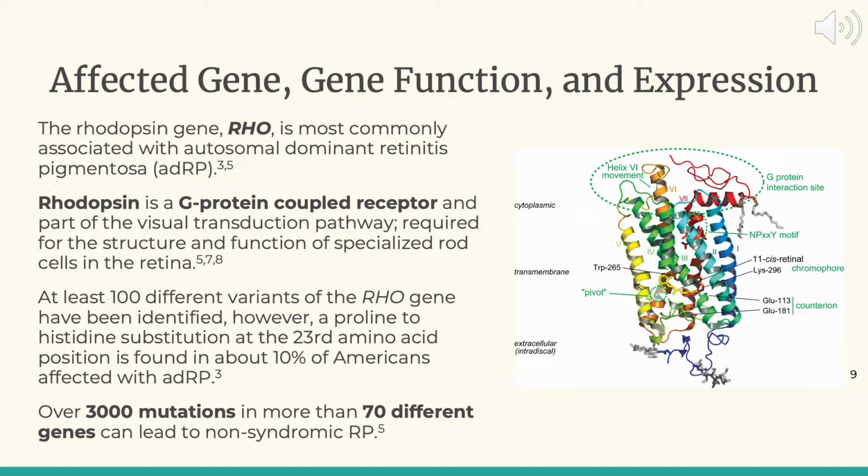More than 100 different variants of the Rho gene have been identified. However, a common alteration identified in approximately 10% of Americans with autosomal dominant retinitis pigmentosa is a substitution of proline to histidine at the 23rd amino acid position. So far, more than 70 different genes have been identified that can lead to non-syndromic retinitis pigmentosa, with over 3,000 different mutations.